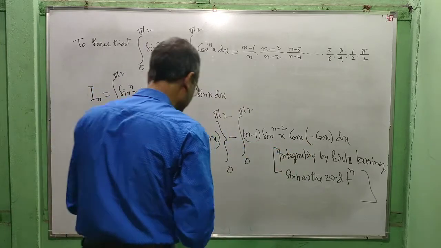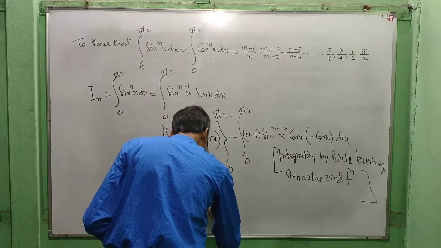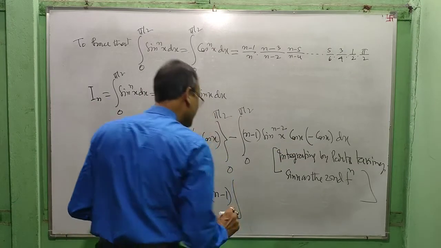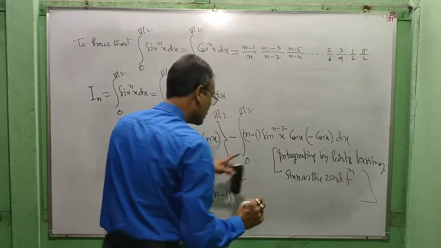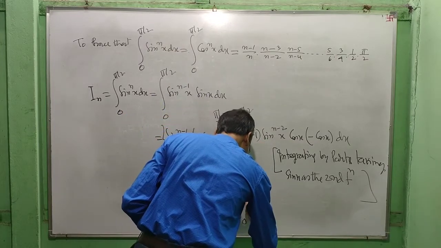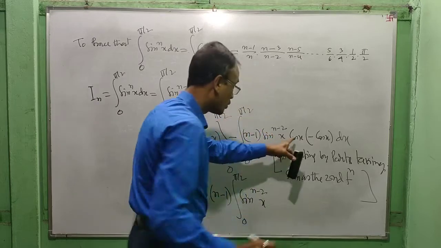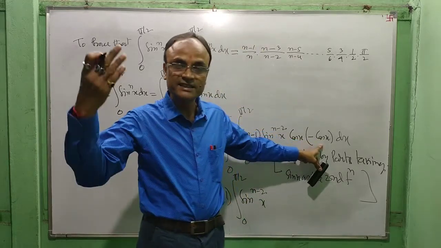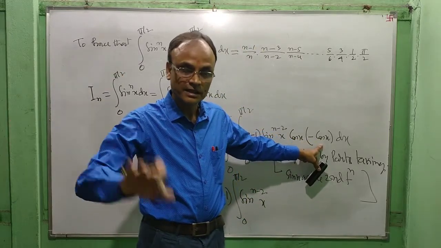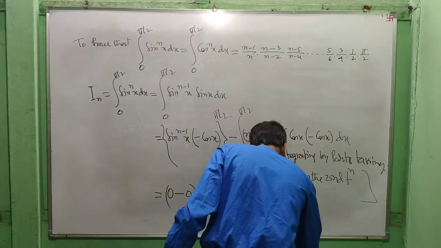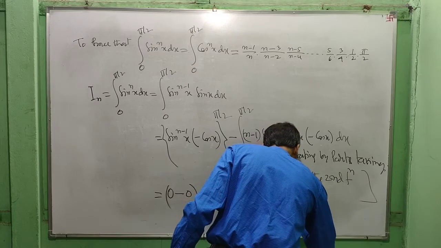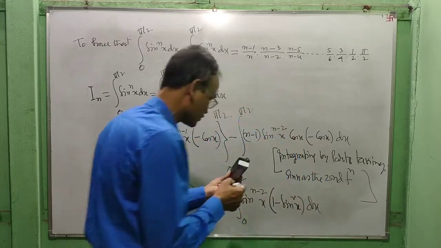Now, see here. Minus minus plus. (n minus 1) integration 0 to pi by 2 sin to the power (n minus 2) x, cos x into cos x. This is equal to cos square x, which can be written as 1 minus sin square x. We may write like this.